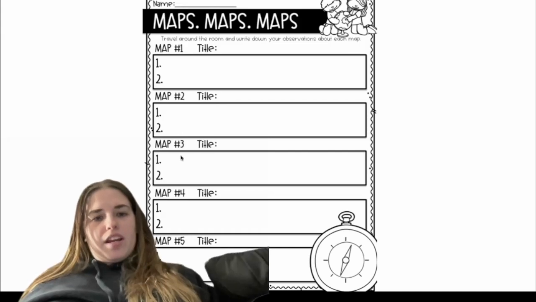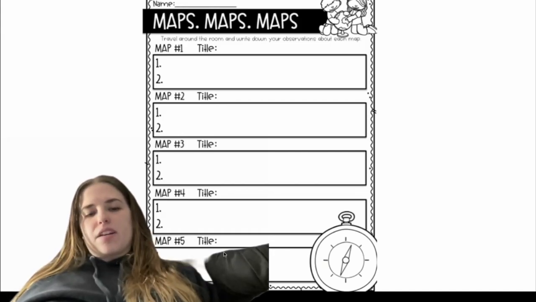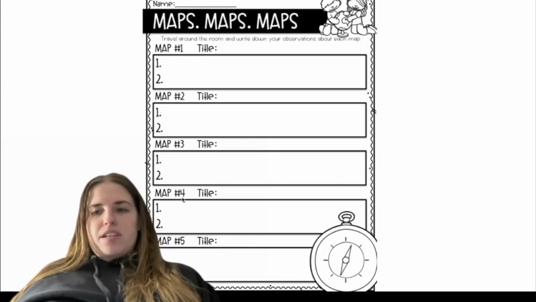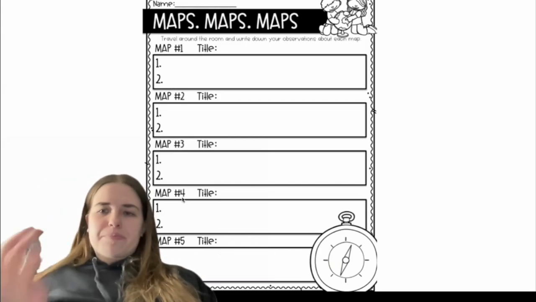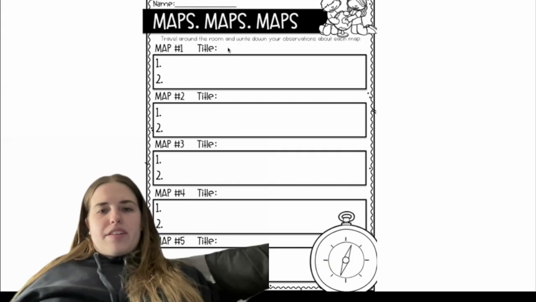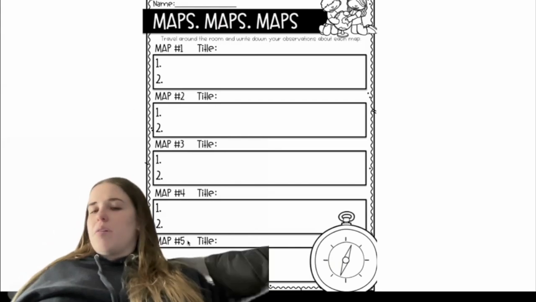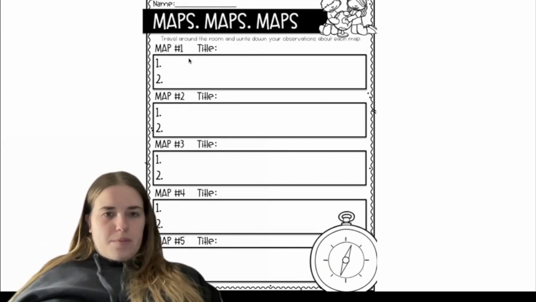They are going to write the 5 map titles. The teacher might have 4, she might have 5 maps, depending on how many kids are there that day. So they'll write the title right here, and then 2 things that they observe about each map. Now, all of the groups do not have to go in the same order.